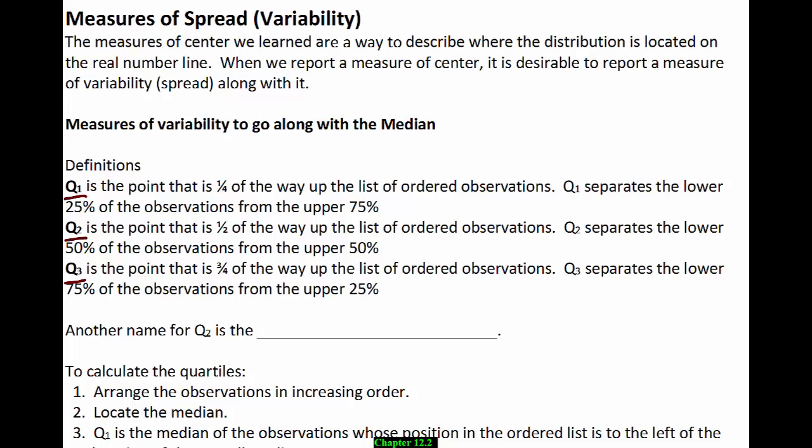Let's talk about Q2 again for just a moment. This is the one that has 50% below and 50% above. So you should recognize this as another name for the median, our measure of center that we learned just a moment ago. Now, the way that we're going to use these numbers as a measure of spread will become apparent when we look at box plots in just a minute. For the moment, let's talk about how to calculate the quartiles.